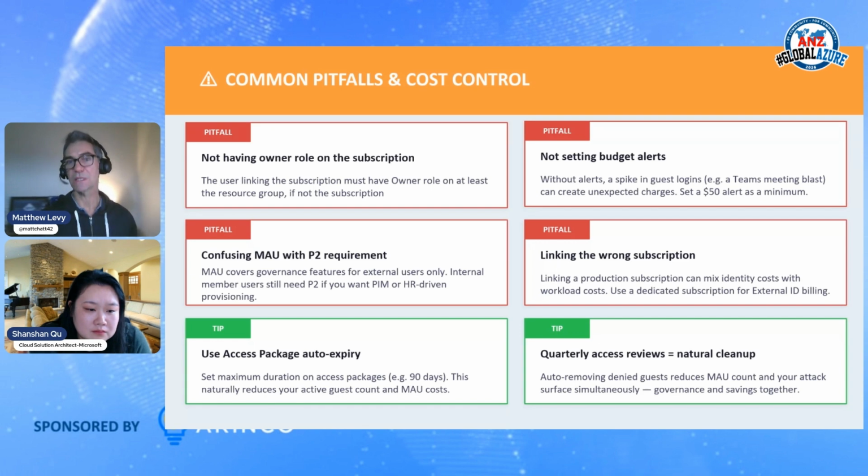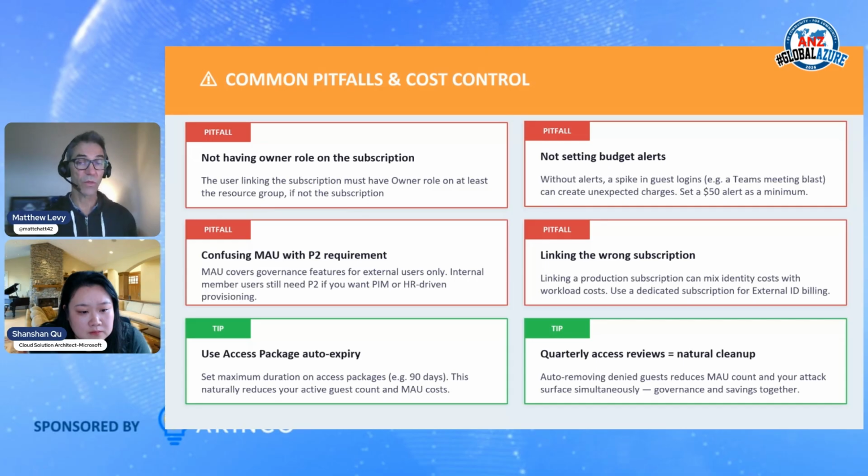The third pitfall is the most common misunderstanding, confusing MAU coverage with Entra ID P2 coverage. MAU billing covers governance features for external users. If you want PIM for internal users or access reviews for member accounts, those still require identity governance licenses or Entra ID P2 and assigned to those member users. But guests can leverage the P2 features at no cost without an MAU linked subscription even. MAU does not replace ID governance for everything though. It replaces it specifically for external user governance scenarios.